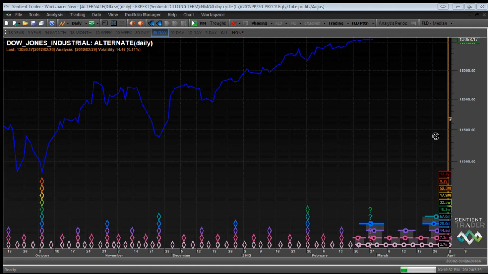Okay, and I used the incorrect format. So in fact, I'm working off low prices, I believe, instead of close prices. But on a very long-term analysis, it doesn't make much difference. Okay.